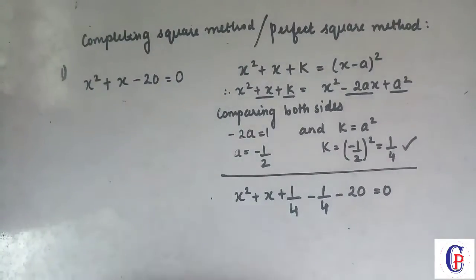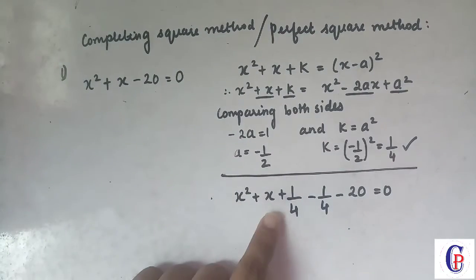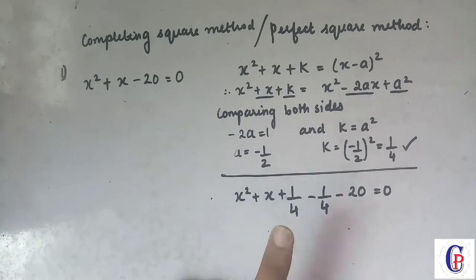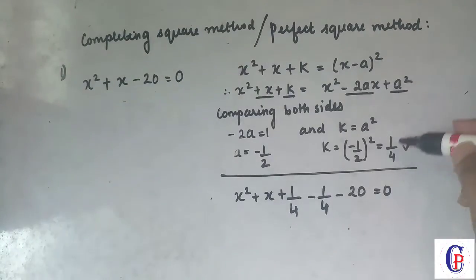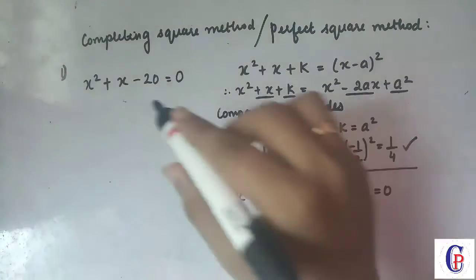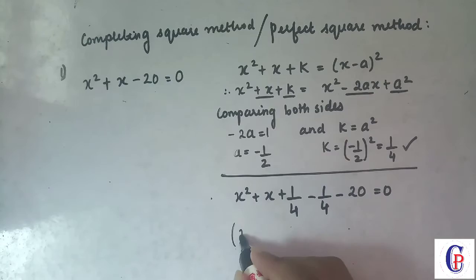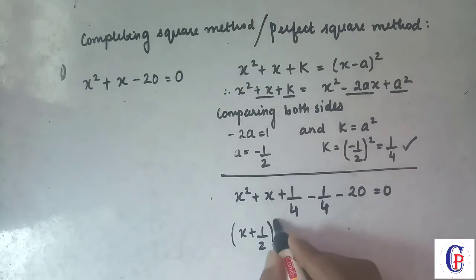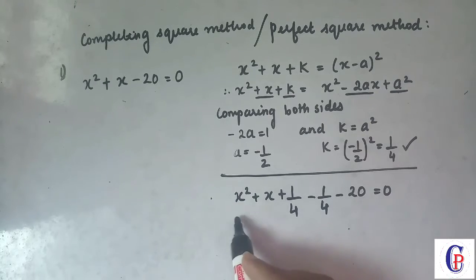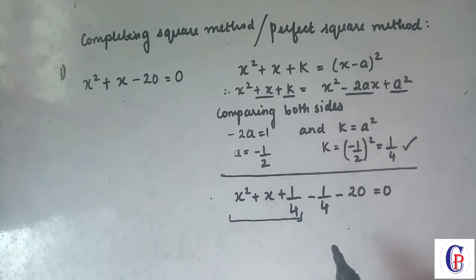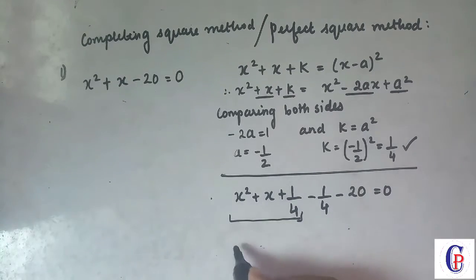So what I have done: x square plus x and then this number 1 upon 4. As we have added this, subtract it, minus 1 upon 4, because we cannot change the question, right? Because this 1 upon 4 we are adding by ourselves, so we need to remove it. So here we get x plus 1 upon 2 whole square. Now we have to write this in square.